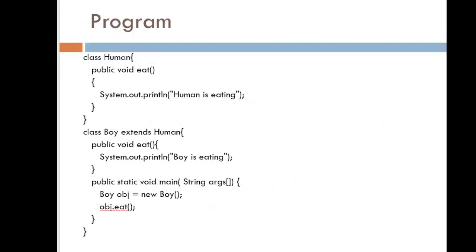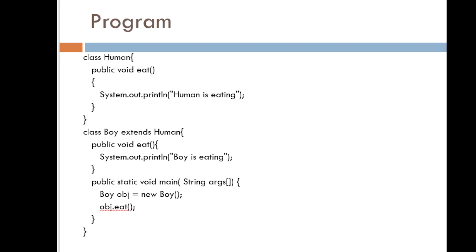This is an example of inheritance, like class Human. Human is your parent class, and you have declared the value System.out.println("Human is eating"). So void eat is the method of your main class. Then class Boy extends Human. Boy is your derived class, so it is extending the properties from the base class. So public void eat. You see, you have both the methods in your parent class and the derived class.